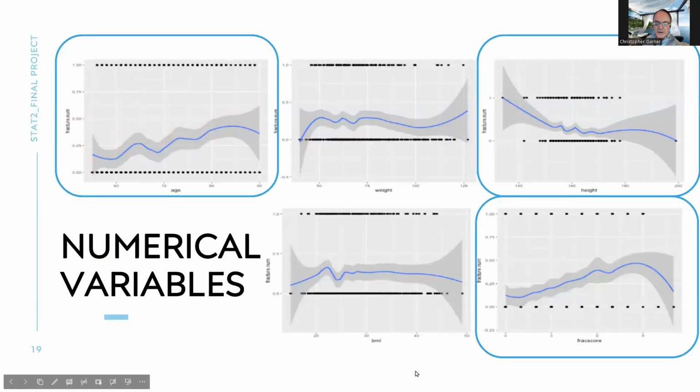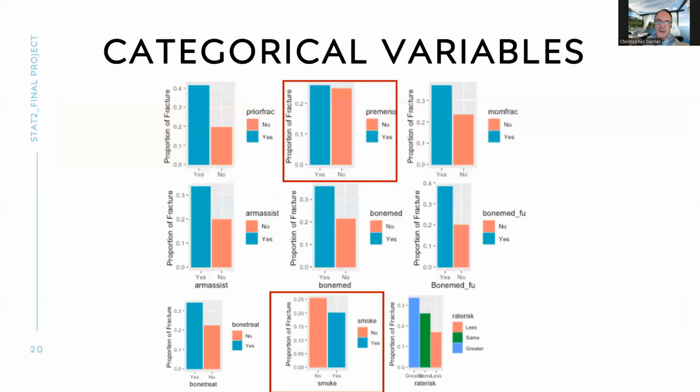From these LOESS curves of the numerical variables, there is a significant relationship between the age, height, and frac score and the chances of subjects having a bone fracture within the 5-year study. There is not enough evidence to suggest there is a trend in the BMI and the weight. These variables may be statistically insignificant in predicting whether the subjects may have a bone fracture within the 5-year study.